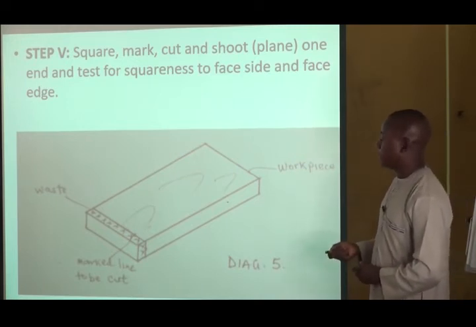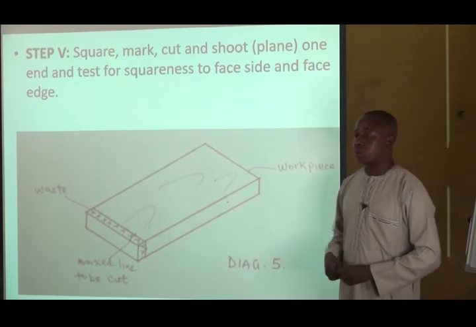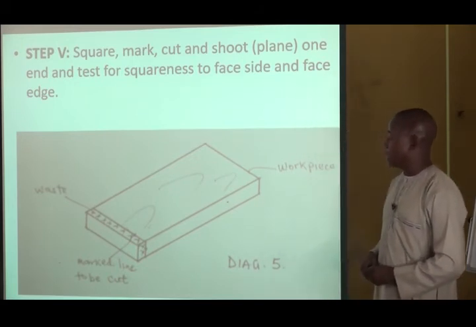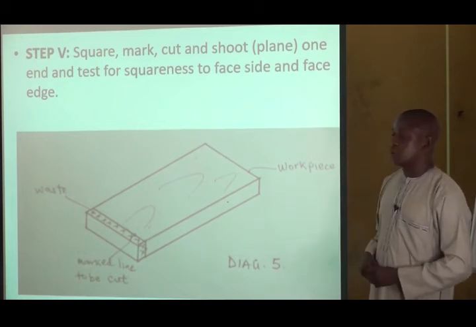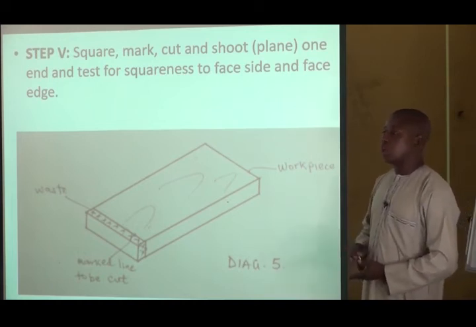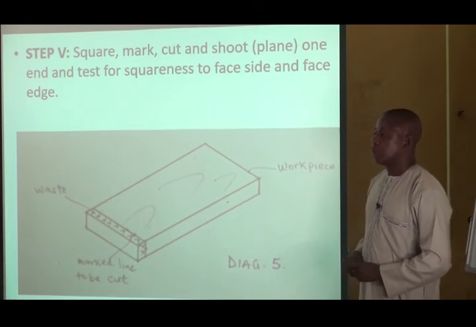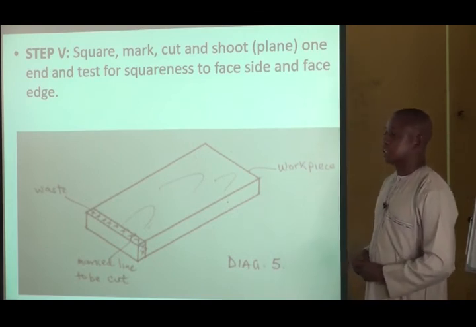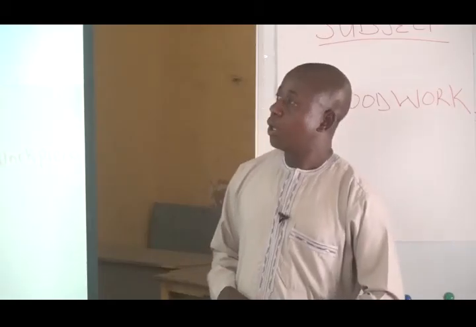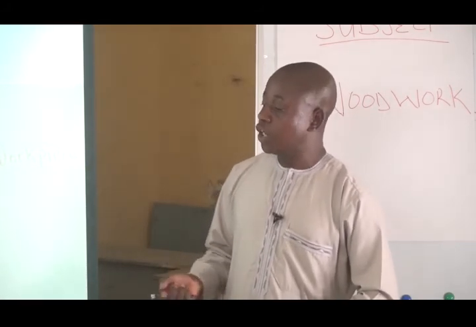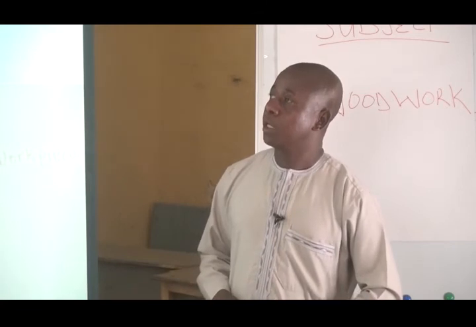The piece will now be mounted on the bench vise where the cutting of the waste is done. And using the plane, we shoot the end. And using the tri-square, we test for squareness to the face and squareness to the edge. Finally, that takes us to step six.